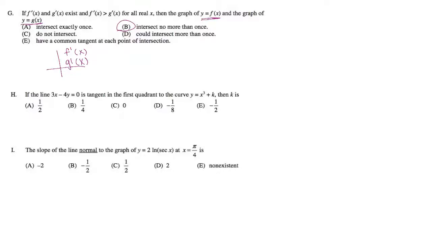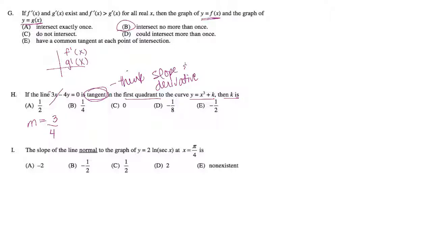All right, so for our next problem, we have this line here is tangent in the first quadrant to the curve, then K is. Key word here is tangent. When you see that word, you need to think slope and derivative. And a quick way to find the slope of this line is going to be what I just drew. So it's negative 3 over negative 4, so the slope is positive 3/4.